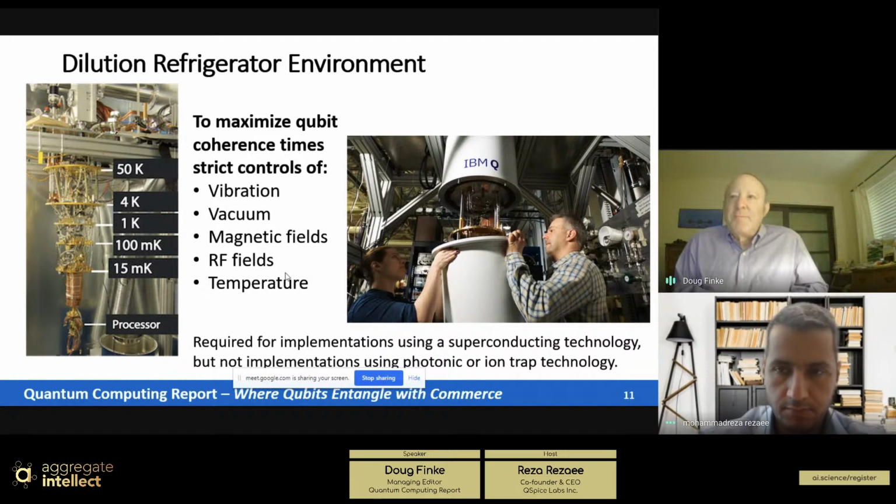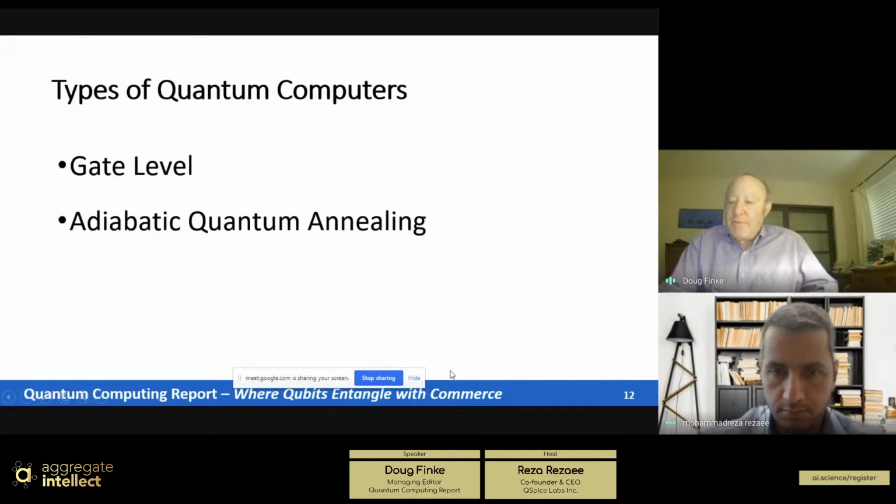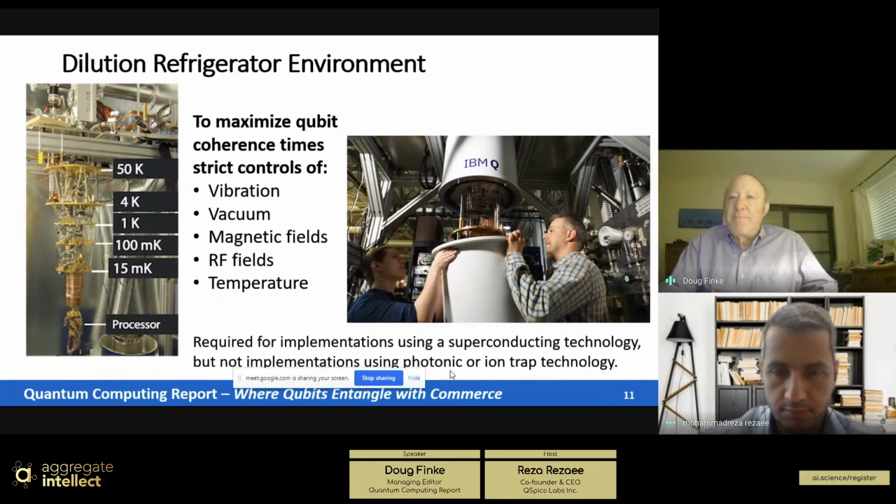I will point out that these dilution refrigerators are not required for photonic or ion trap technologies. Those technologies are not quite as sensitive to temperature, although they may be sensitive to other things like vibrations. But this is a major component in the superconducting quantum computers.